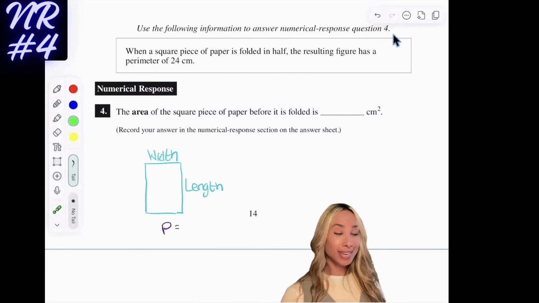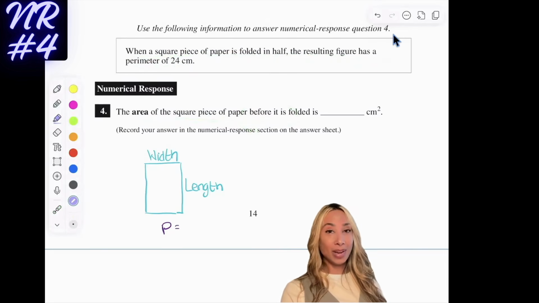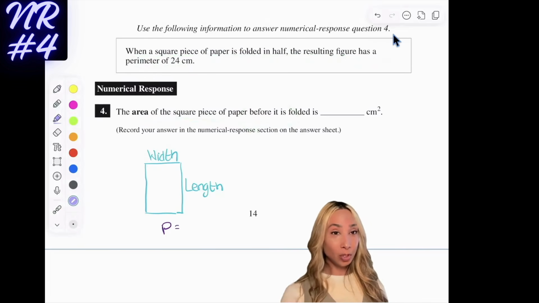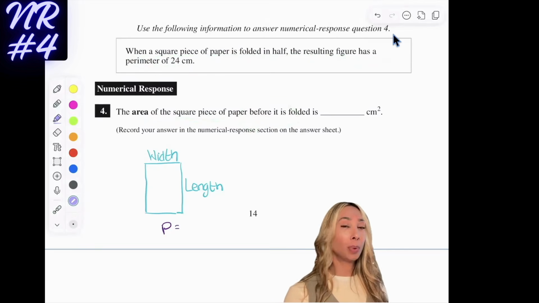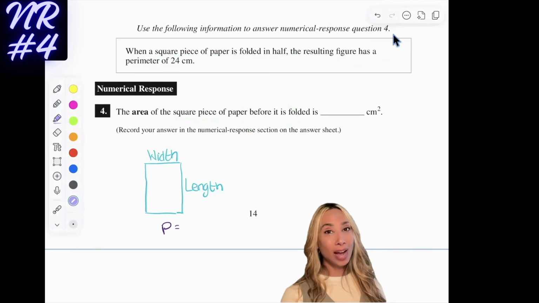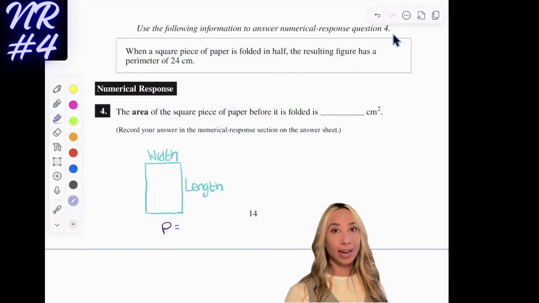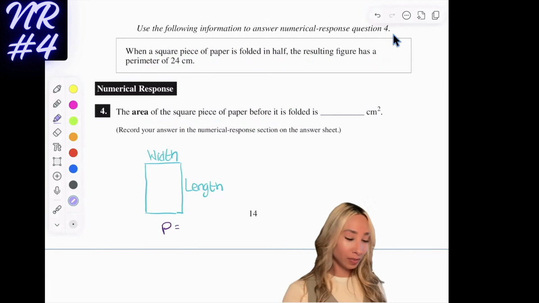Okay, numerical response number 4 here. When a square piece of paper is folded in half, the resulting figure has a perimeter of 24 centimeters. The area of the square piece of paper before it's folded is blank. So I'm going to do my absolute best to explain this using diagrams and then go into the math, because I know sometimes we get algebra really well, but applying it to a problem like this gets tricky. And if you haven't noticed, this PAT loves things with area and perimeter, right? There's already been a few questions of those.